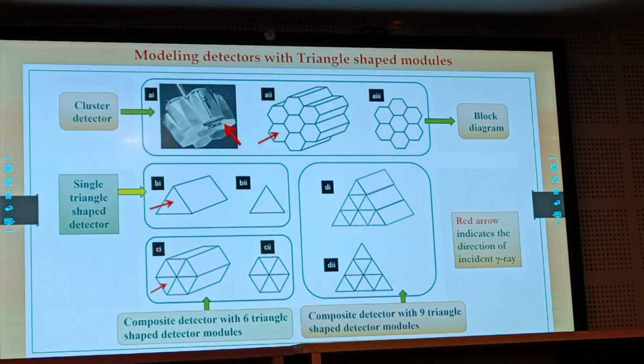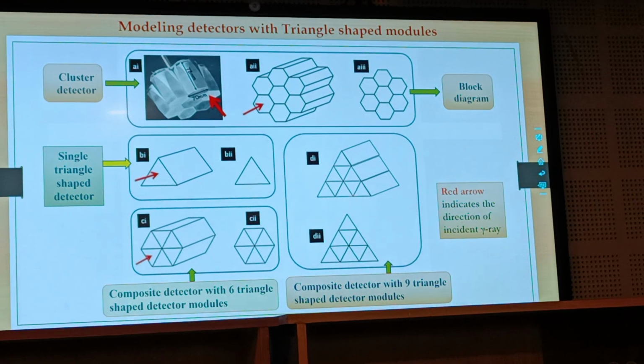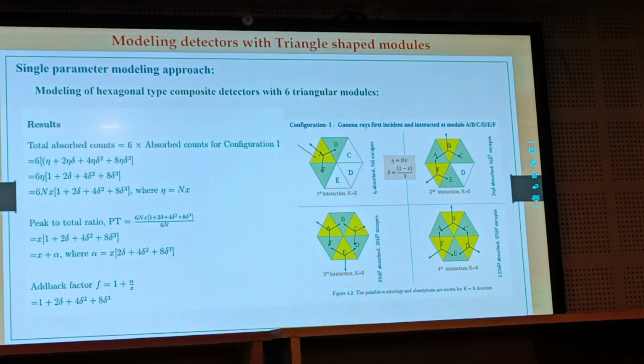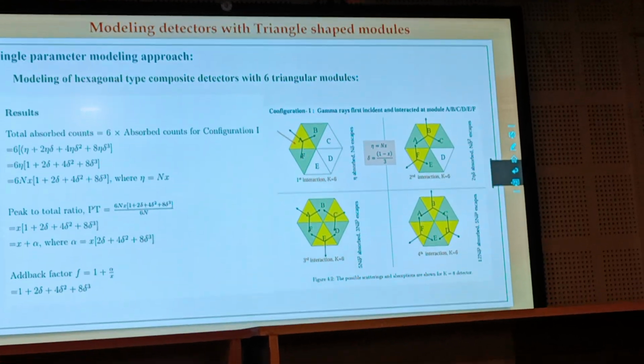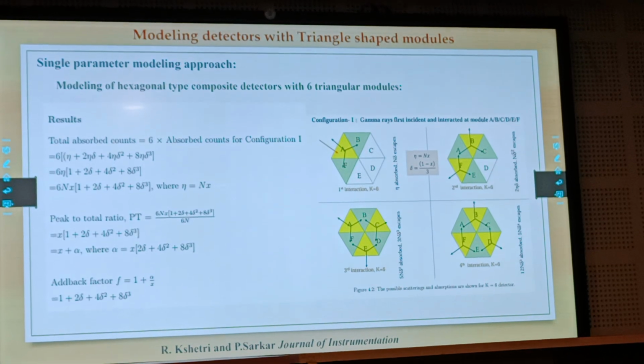Composite detector with 6 triangular shape detector modules and composite detector with 9 triangular shape detector modules. These are the schematic block diagrams. Here we see a composite detector with 6 triangular modules of equal size.